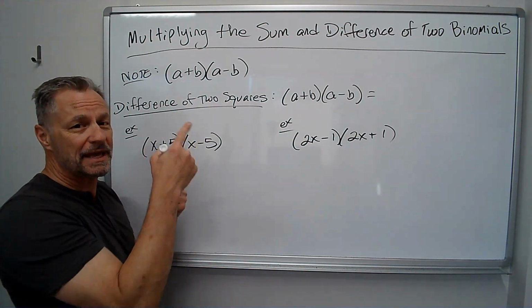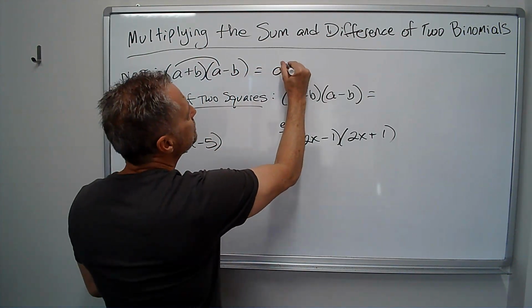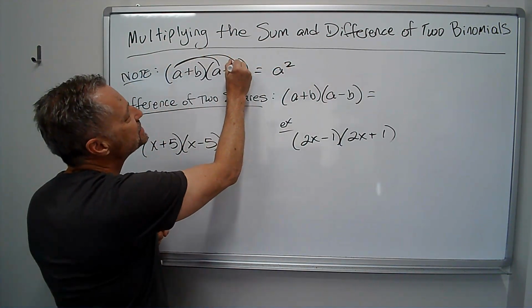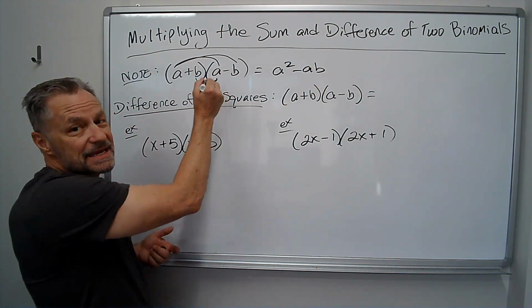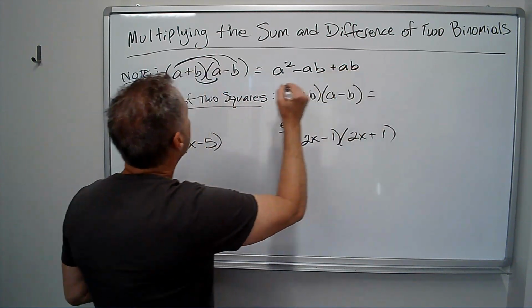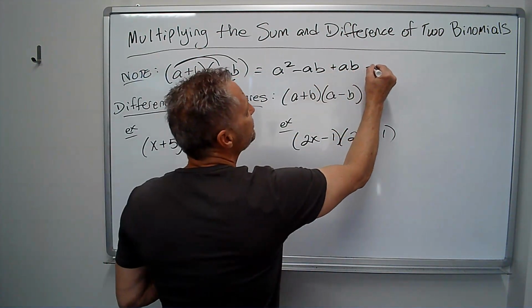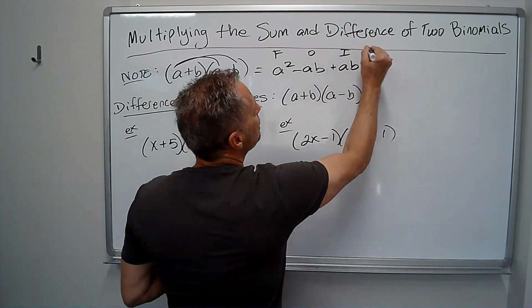If I multiply it out, I'm going to use FOIL. So I've got a times a is a squared. I've got a times negative b is minus ab. I distribute the b times a, which is the same as a times b, so I'll write that as plus ab. And then b times negative b is negative b squared. So notice I just FOILed that out.